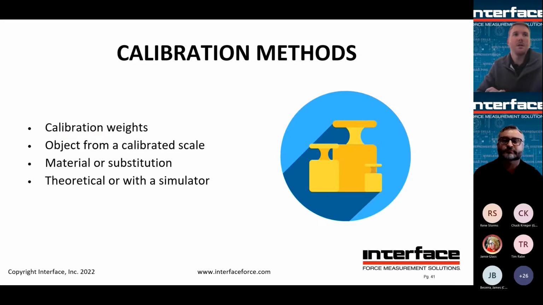Next slide. Okay, so calibration methods. I touched on these earlier. There are a number of ways to calibrate a scale. Calibration weight is the recommended way to calibrate any scale if possible. Pretty much a verified solid lead block tied to the 1 kg standard through traceability, but not always possible. So another way to do that is an object from a calibrated scale.